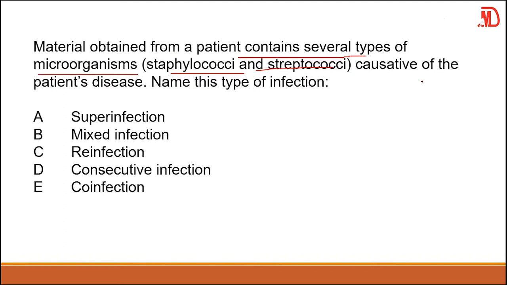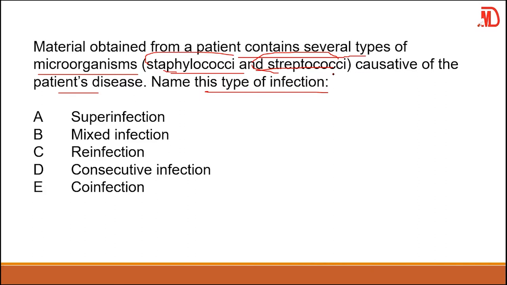Causative of the patient's disease. Name this type of infection. Look. So now we are not sure of the type of infection because we are having Staphylococcus and we are having Streptococcus. So if you are not specific on the exact causative agent, what type of infection is it? Simply, mixed infection. As simple as A, B, C, D.